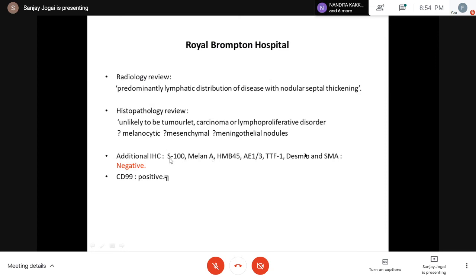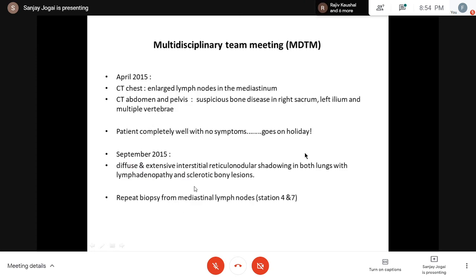So I did S100, Melan, HMB45 negative, did more epithelial markers negative, did smooth muscle and desmin negative, TTF1 negative, CD99 was positive, but no idea. So we went back to the multidisciplinary meeting. Now some time has elapsed. By this time this gentleman is having enlarged nodes in the mediastinum, and the CT scan is showing some bone disease as well. But he's well.